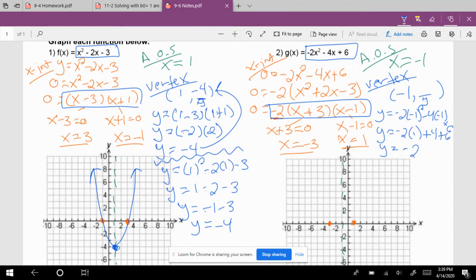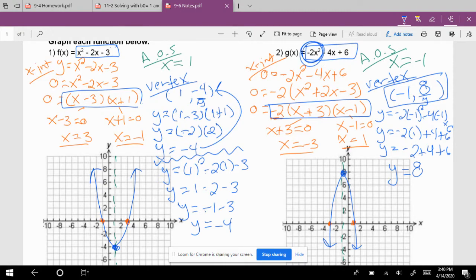Finish this out, I get -2 plus 4 plus 6, and if you add those from left to right, we get 8. Okay, so my vertex is -1, 8. So if I plot that point, I can now draw my parabola, and this one's facing down. And I should expect that, right? If I look at my A value, that's a -2x squared. I should expect that this parabola would be facing down.